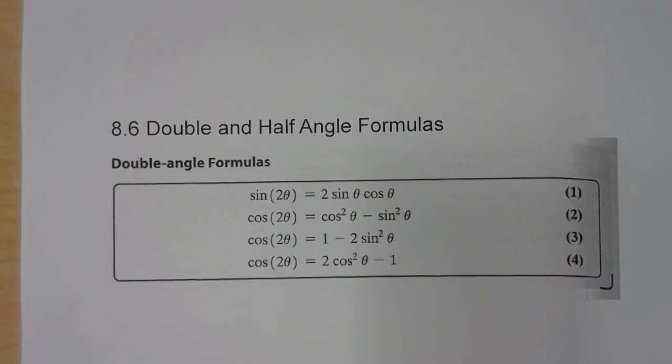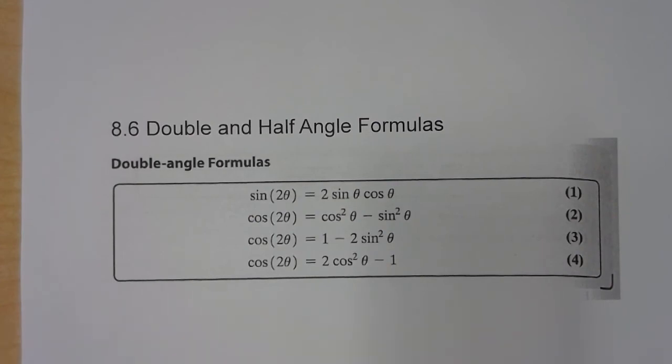All right, here's the last section of Chapter 8 that we're going to be doing. It's the double and the half angle formulas, and there's a whole bunch of them. I'm only going to go through the proof of one of them. And then if you look in the book in section 8.6, it shows you how the other ones are proven.